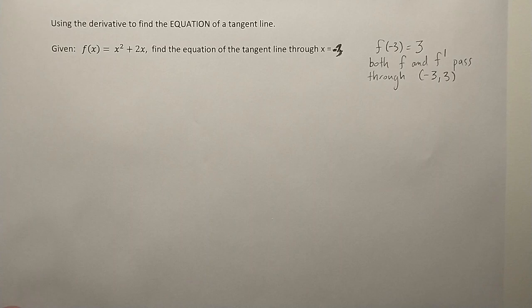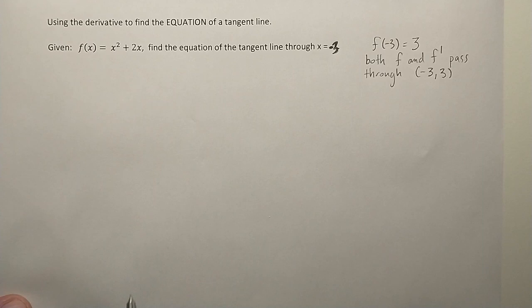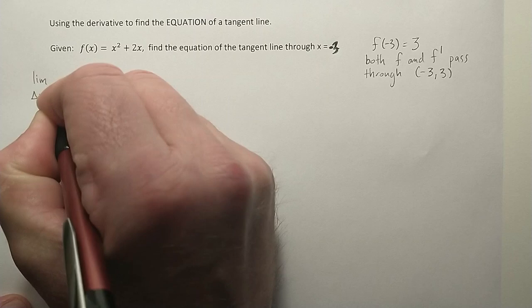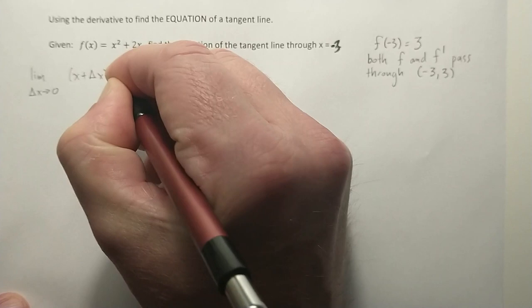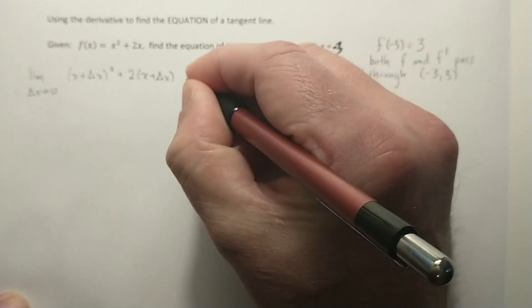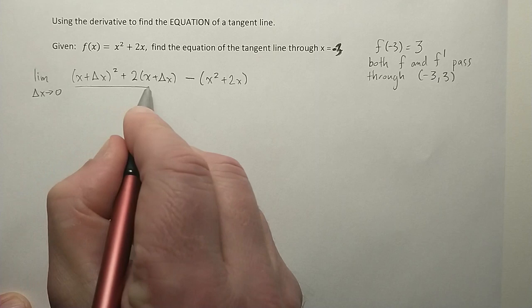Okay, so now it's all about finding that derivative. Here's our function, and we'll do our limit definition. This will be my last limit definition. You'll do some more. I might do a few more too. It's hard not to. Come on now. x plus delta x squared plus 2 times x plus delta x. There's f of x plus delta x minus f of x over delta x, the limit as delta x goes to 0.